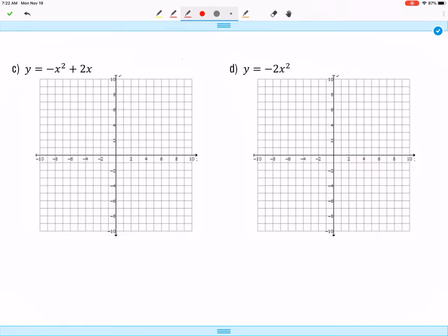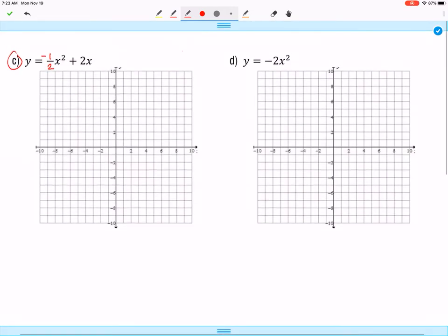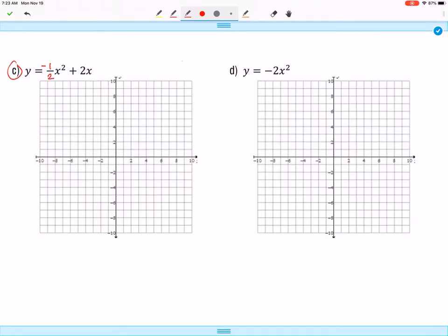Okay, so for this problem, for C, none of these examples had where A is less than 1. So I'm going to edit this problem and make it be a negative 1/2, just so that we can have an example where it's less than 1. Alright, so what you do is the exact same thing.